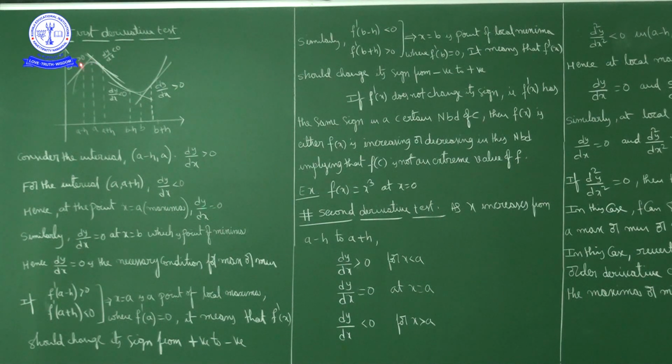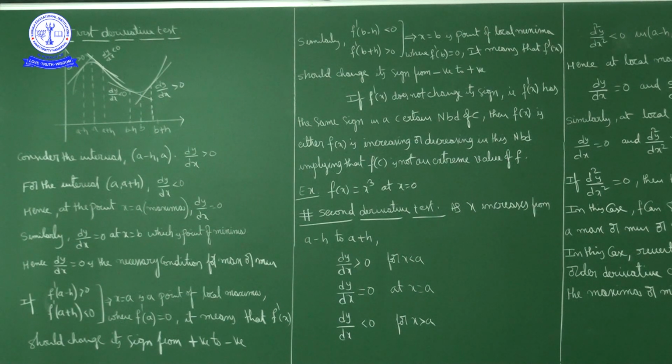0. When the derivative changes sign from positive to negative, at the point where f dash of x equals 0, that is called the point of maxima. x equal to a is called the point of local maxima, where f dash of a equals 0. It means f dash of x should change sign from positive to negative.